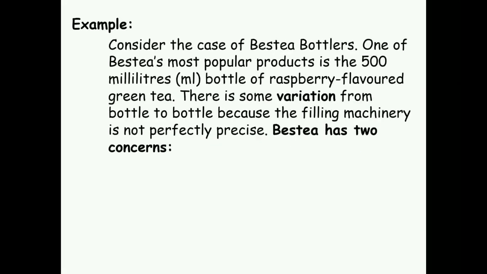So I'm giving you one example. Consider the case of this bottler. They always produce half a liter of beverage or whatever it is. But always when we buy a soft drink, or when we buy a bottle of water, sometimes it is full, sometimes it's not full. There is always a variation. So this company has two concerns.